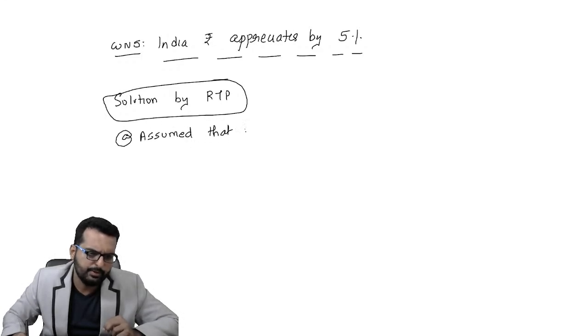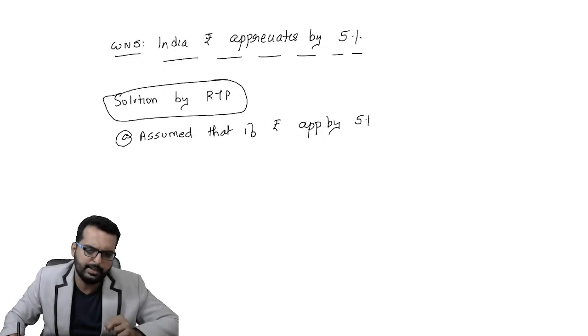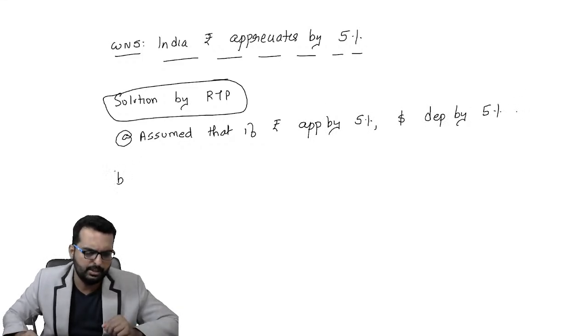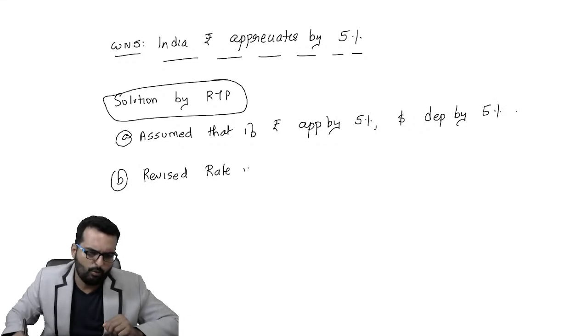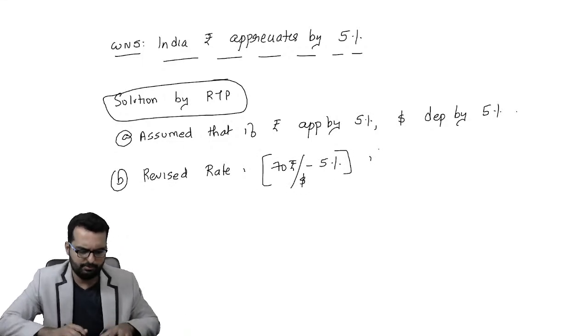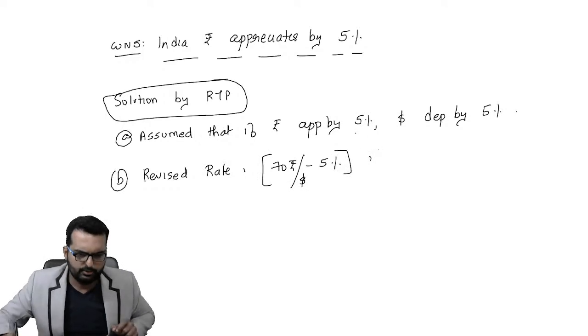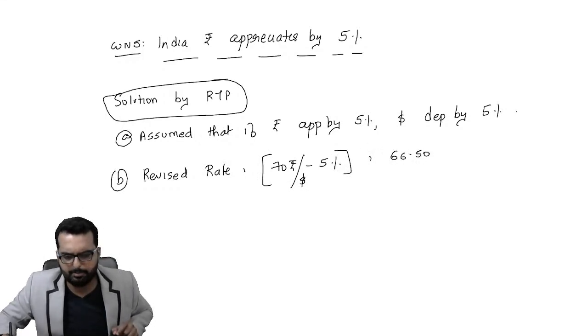RTP has assumed that if rupee appreciates by 5%, dollar will depreciate by 5%. That is their assumption. Therefore, the revised rate, what you would get would be 70 rupees minus 5% per dollar. So that way you get the number as 66.5 rupees per dollar.